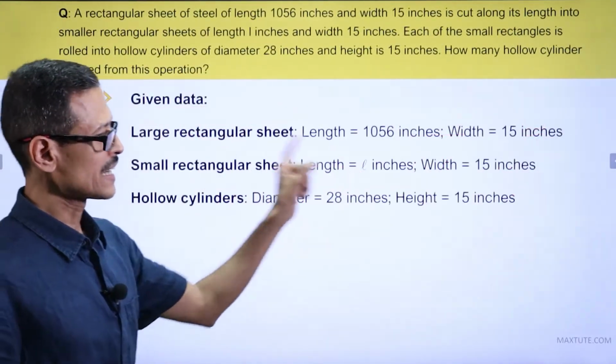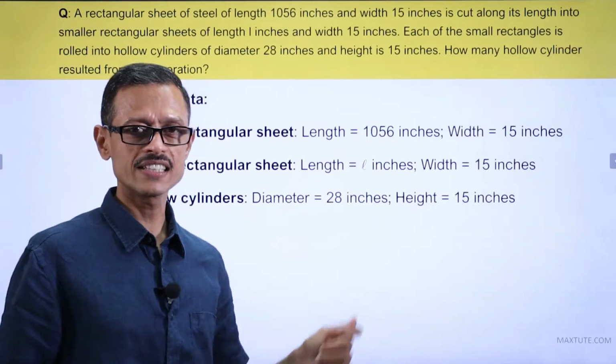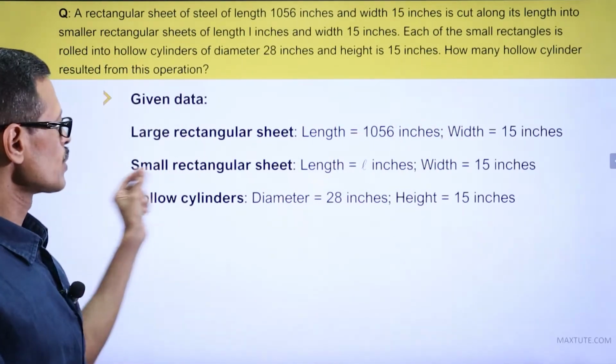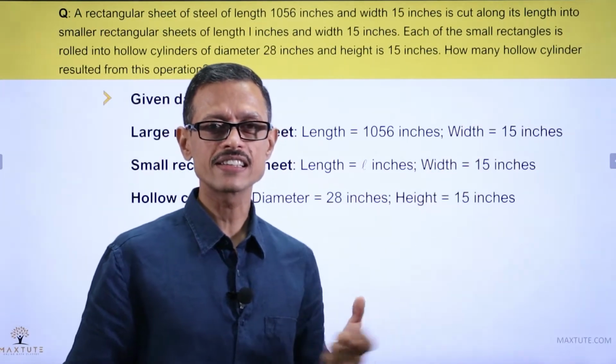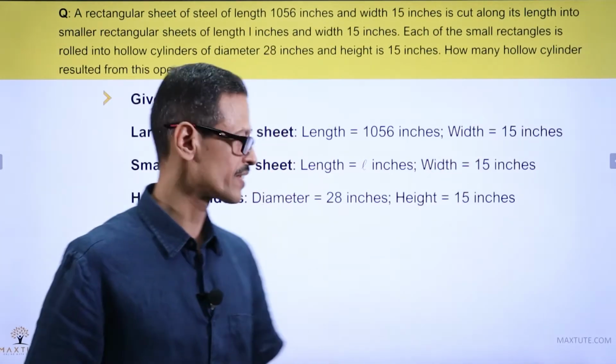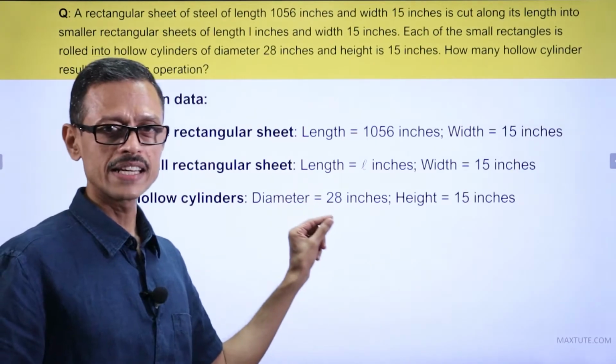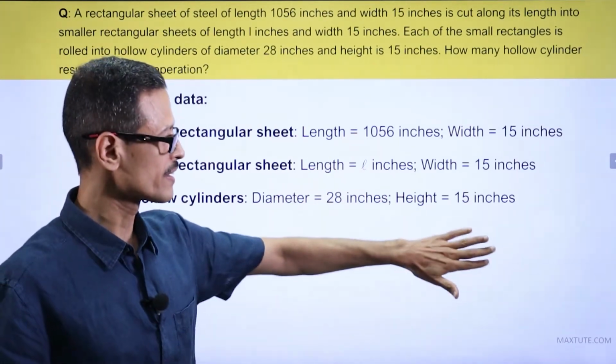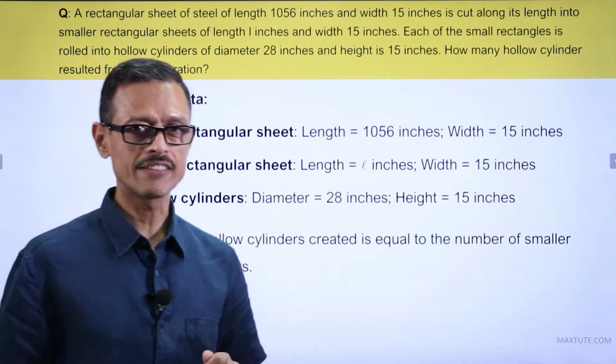Data given to us: a large rectangular sheet with length 1056 inches and width 15. Small rectangular sheet, width stays at 15, and the length of each sheet is L inches. The diameter of the cylinder we are making is 28 inches, and the height of the cylinder is 15 inches. These are all the data given to us.